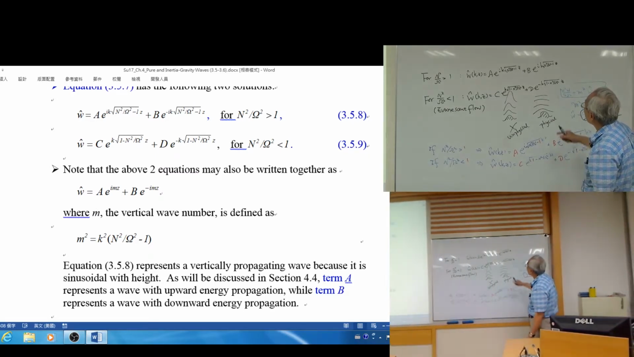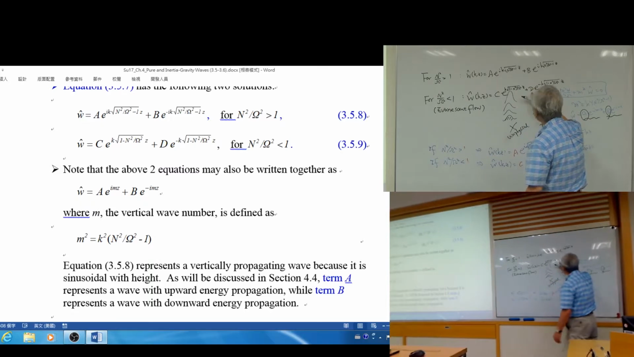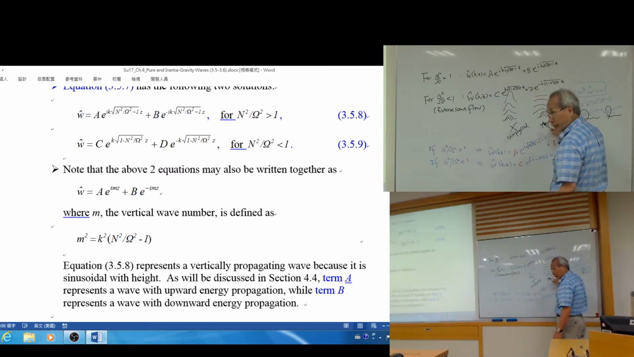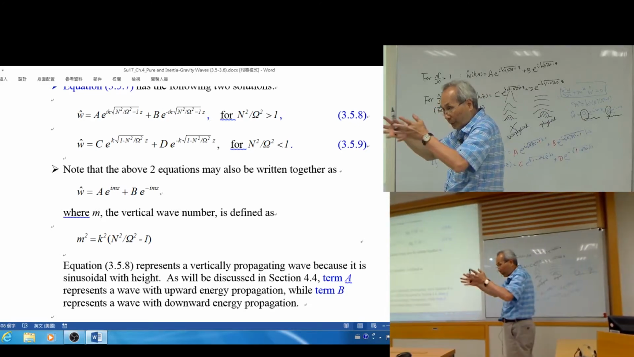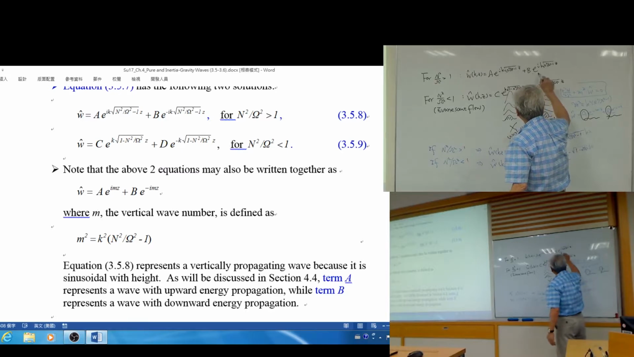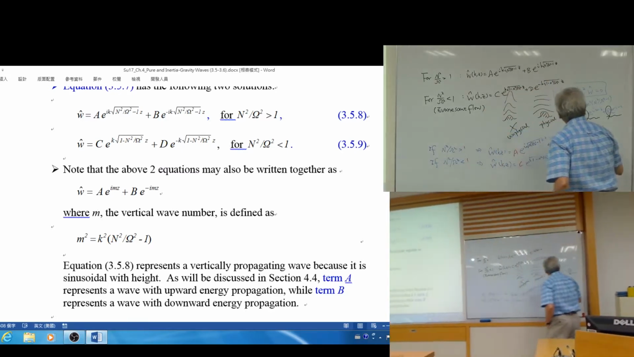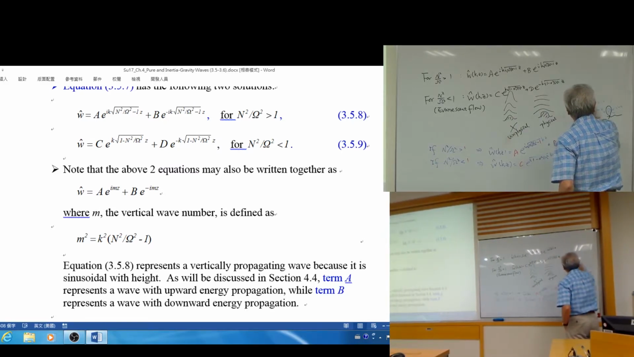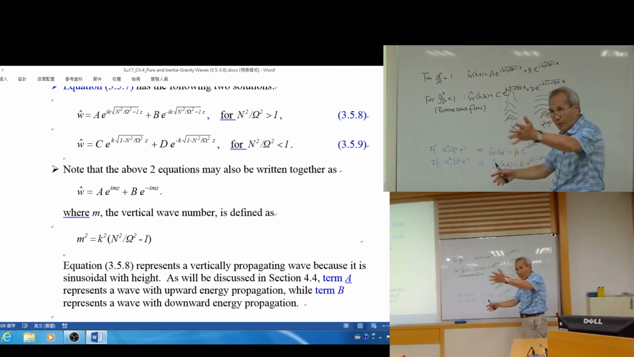And so that becomes like this one. And then this D will be determined by the lower boundary condition. We'll talk about that in mountain waves, but this just gives a general solution. This one and this one represent different solutions, for example, flow over mountains.